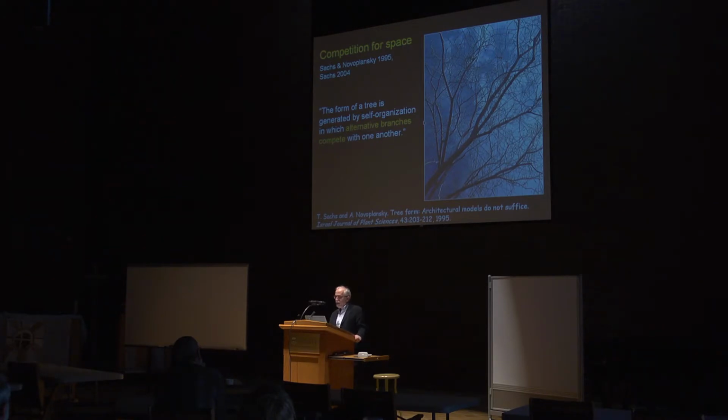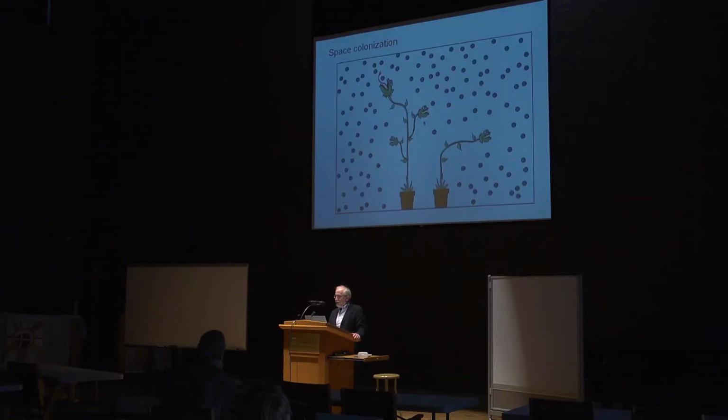But Sachs and Novoplansky wrote basically a position paper. They presented their point of view, but they didn't support it with any evidence beyond their own intuition. So with my students, we decided to check whether we can actually create models based on this idea of competition and what would happen then. Since competition is, first of all, a competition for space, the question is how to represent space.